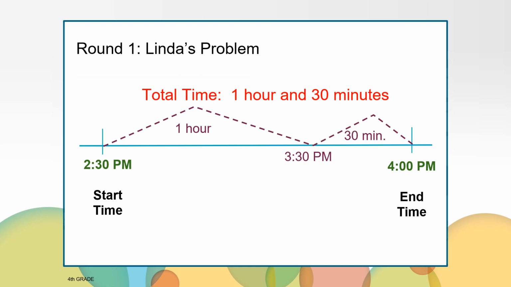Linda solved her problem with the use of a number line. She labeled the number line with the start and end time of the movie. She started at 2:30 and added 1 hour to get to 3:30, and then knew she could add another 30 minutes to get to 4 p.m. She can see by the distance between the two times that the total time of the movie was 1 hour and 30 minutes.